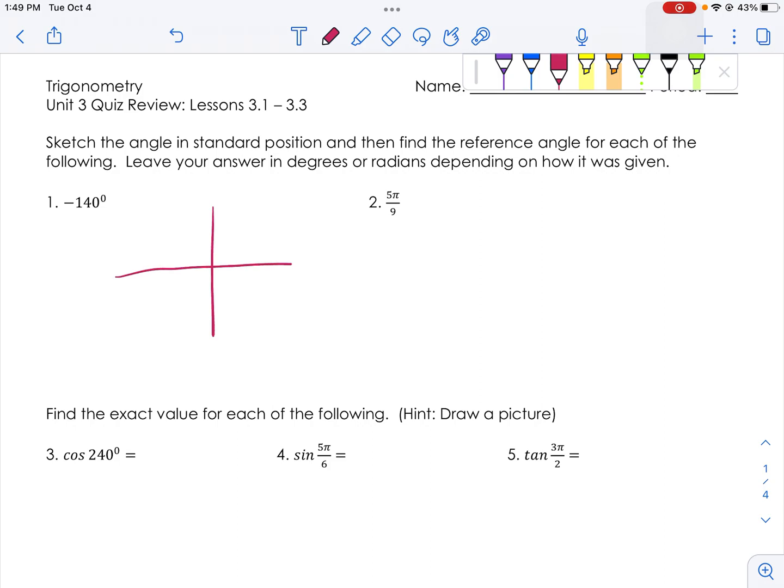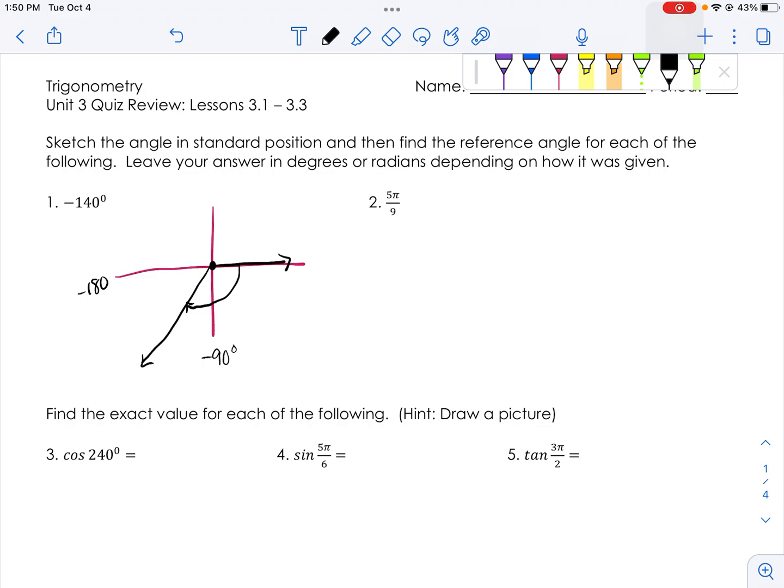So first, to sketch it in standard form, that means I want your initial side to be the positive x-axis, and then a positive angle we go counterclockwise, and a negative angle we go clockwise. So this would be negative 90, negative 180, so negative 140 would be right about there.